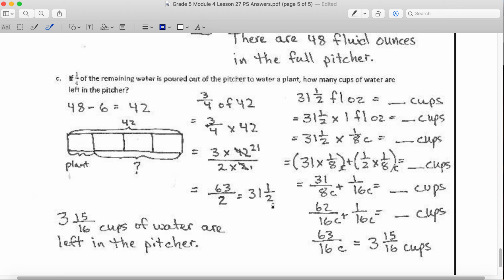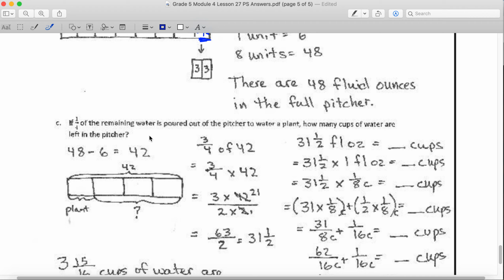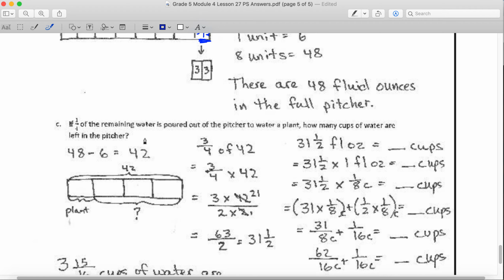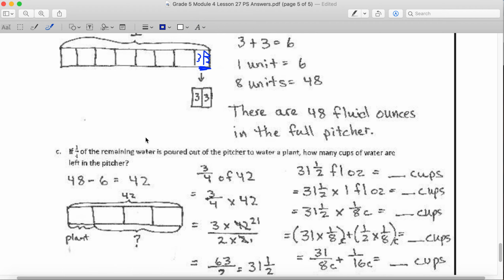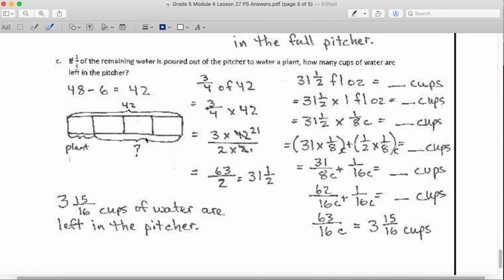Well, what is 42? Remember, it was the 48 fluid ounces that you had, and so then they took 6 away. Why did they take 6 away? Why did they take 6? The 6 represents 1/8. Okay, I think that they made a mistake on this.